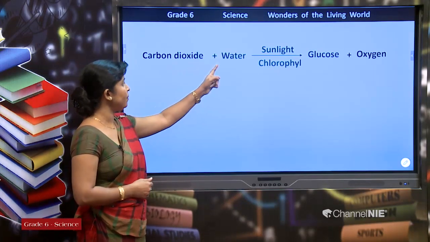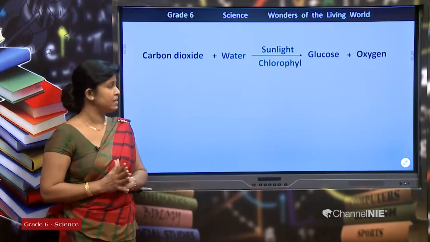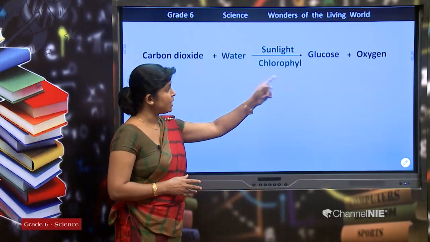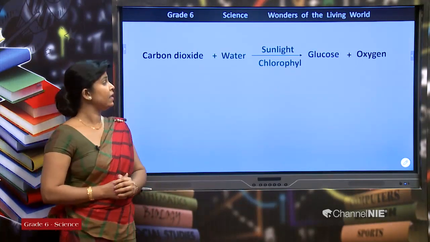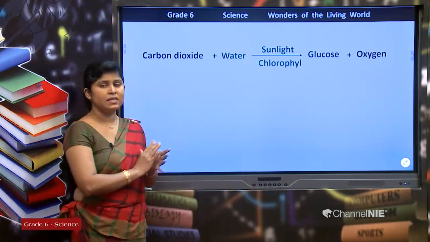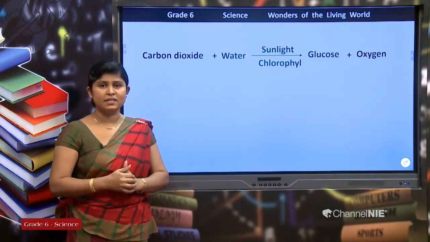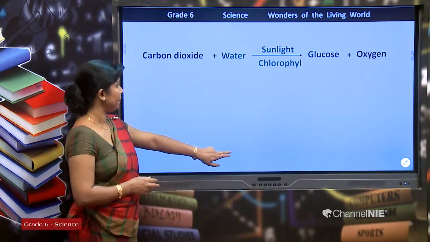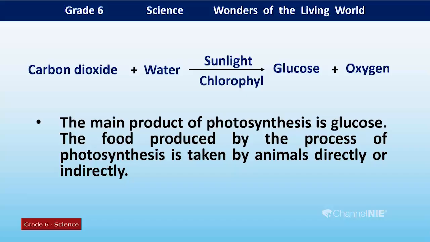Here are the raw materials of the process of photosynthesis. Then glucose and oxygen are the products. Out of the products, glucose is the main product while oxygen is the byproduct. The main product of photosynthesis is glucose. The food produced by the process of photosynthesis is taken by animals directly or indirectly, right?